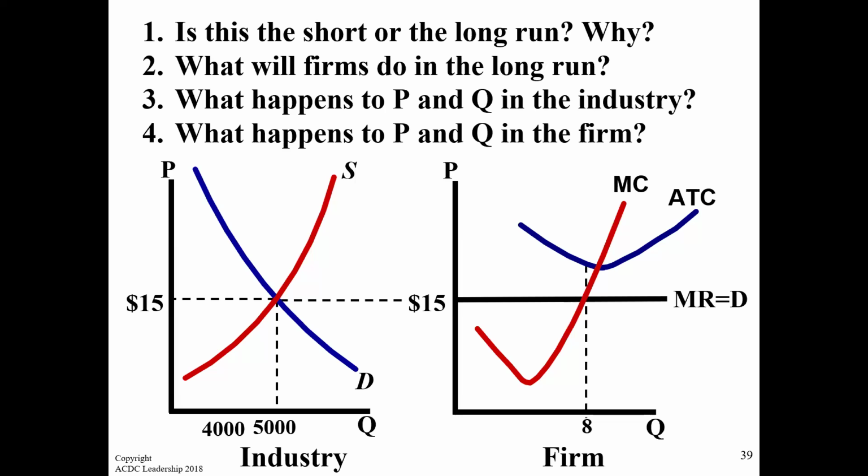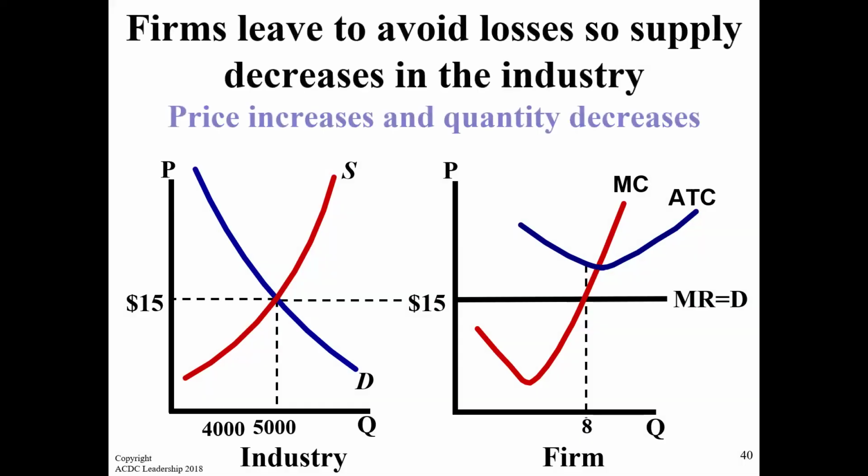So I'm gonna do what's been said, and I put the loss box here. MC equals MR, you just take that line up to the ATC and across, that gives you the loss box. We're gonna shift supply to the left. Okay, got a new equilibrium.